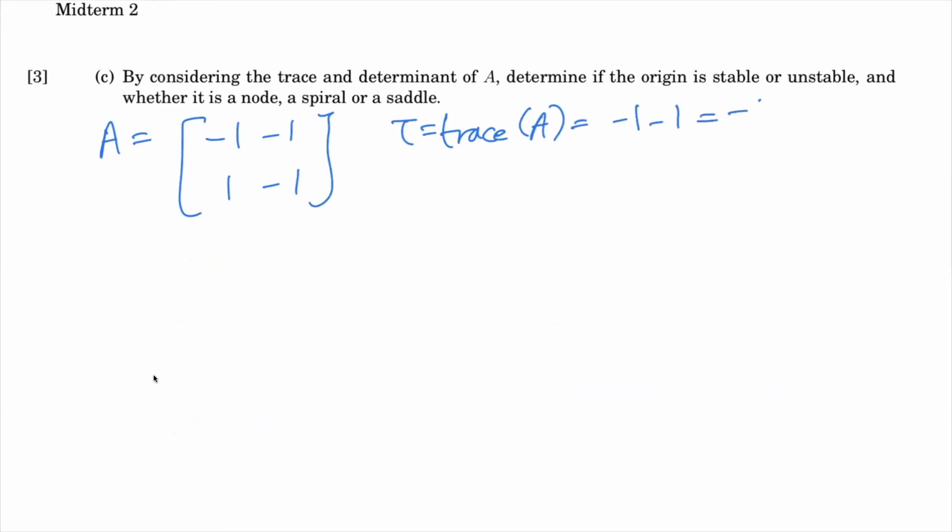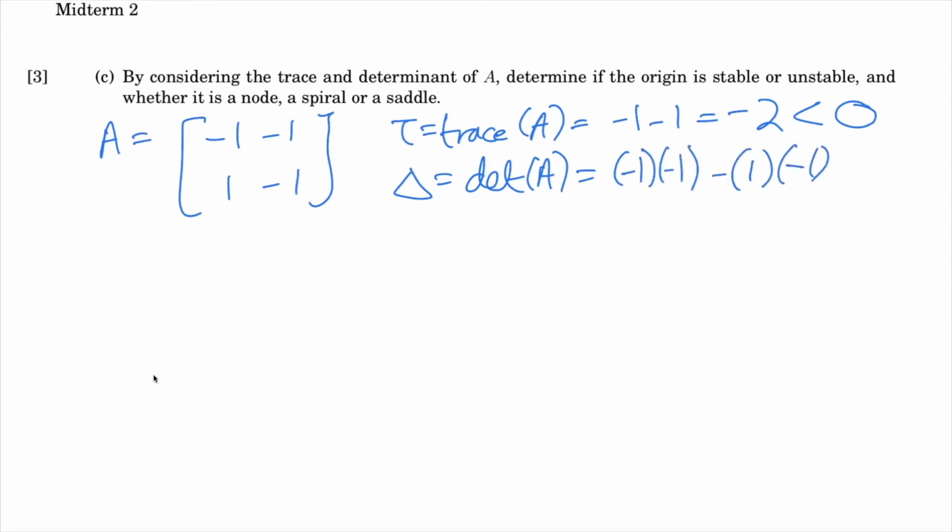Okay, the next part of this question, we're asked to consider the trace and the determinant of A, and then figure out whether our origin is stable or unstable, and whether it's a node, a spiral, or a saddle. So remember our matrix A here is -1, -1, 1, -1. Our trace, which I'll call tau, is equal to -1 plus -1, which is -2. Obviously, this is negative. Our determinant, I'll call delta, is equal to -1 times -1 minus 1 times -1. So that's 1 plus 1, which is 2, which is positive.